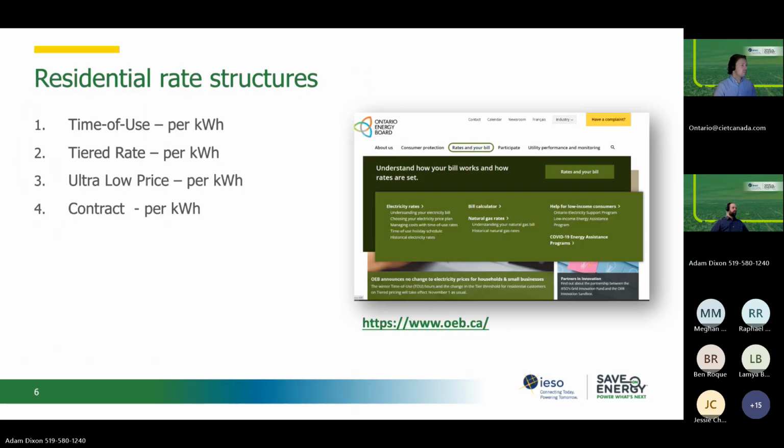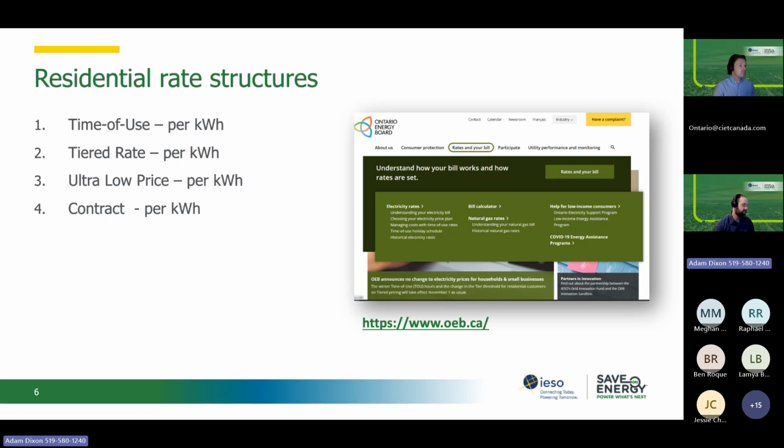So, residential rate structures here. There are 4 different ones that are available to you. There's the time of use rate, which most people know about. You pay an on peak, mid peak, and off peak rate depending on when you use your energy. There's the tiered rate. So there's a base tier, where you pay X dollars per kilowatt hour up until a certain amount, about 600 kilowatt hours. And then above that, you pay another, a little bit higher rate.